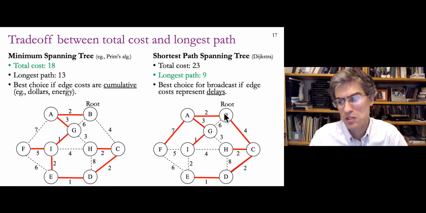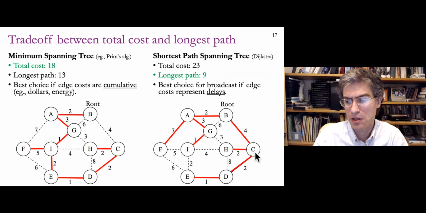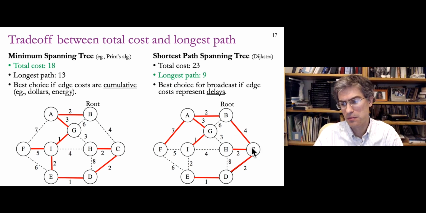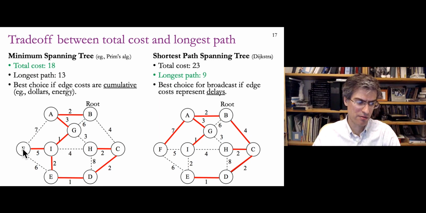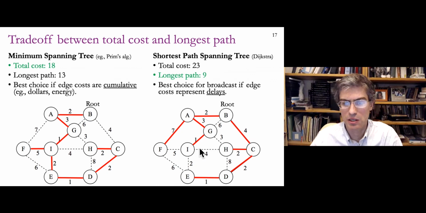And I guess maybe a better example would be this C over here. We chose this cost 4 edge to get there quickly, instead of going in a roundabout manner. And so the longest path here, the cost is only 9 instead of 13. That would be the path to get to F, whereas previously we went B, A, G, I, F, which was a path of 13. Okay. So again, two different spanning trees. They're optimizing different things. The first one makes sense if your costs are cumulative. The other one makes sense if the costs represent delays and you're trying to get everyone the data as quickly as possible. And essentially with parallelism, if parallel costs don't matter, then this is a better choice.